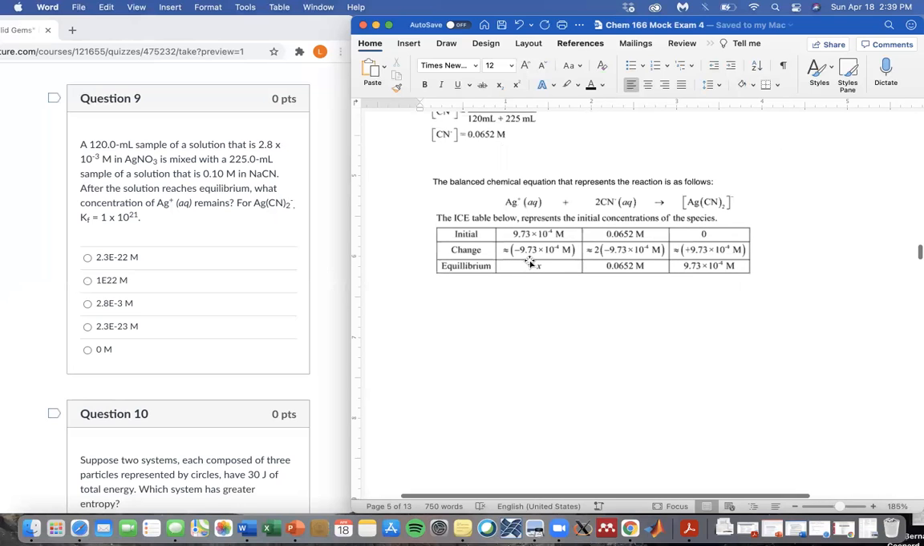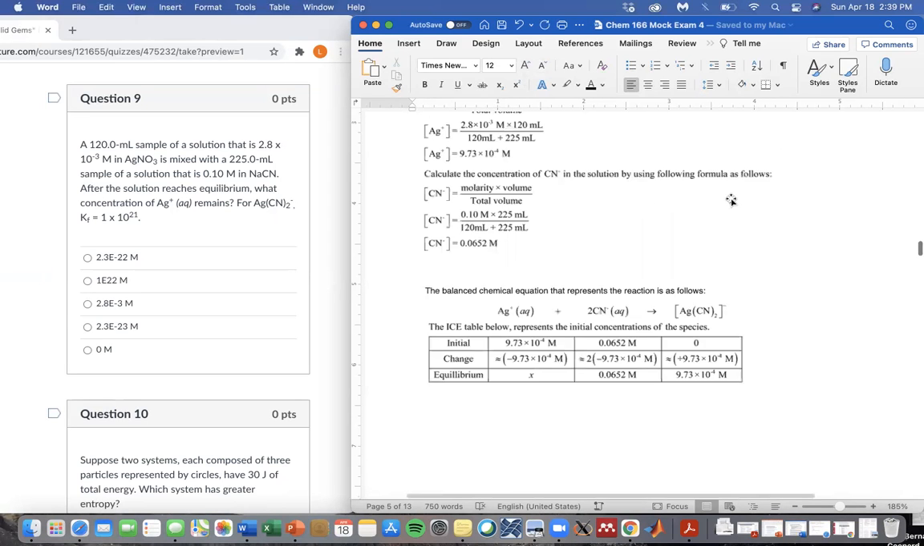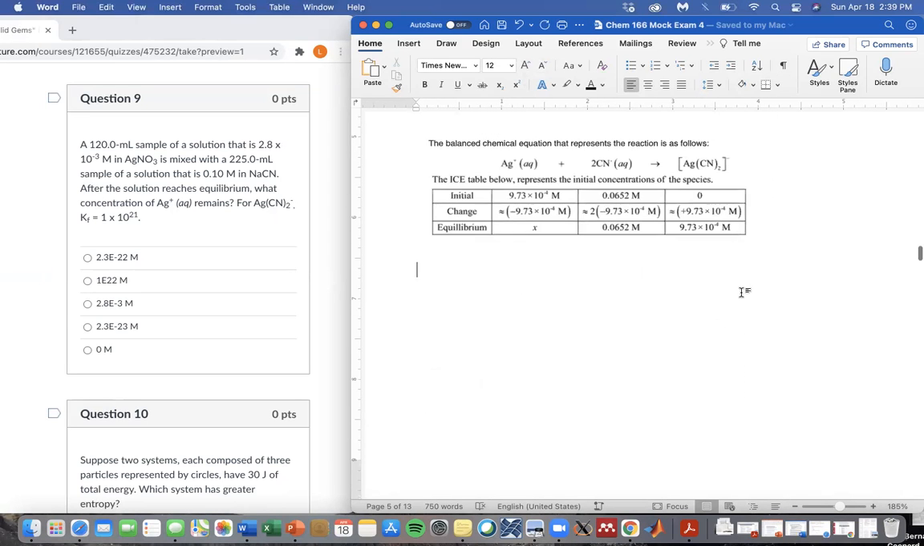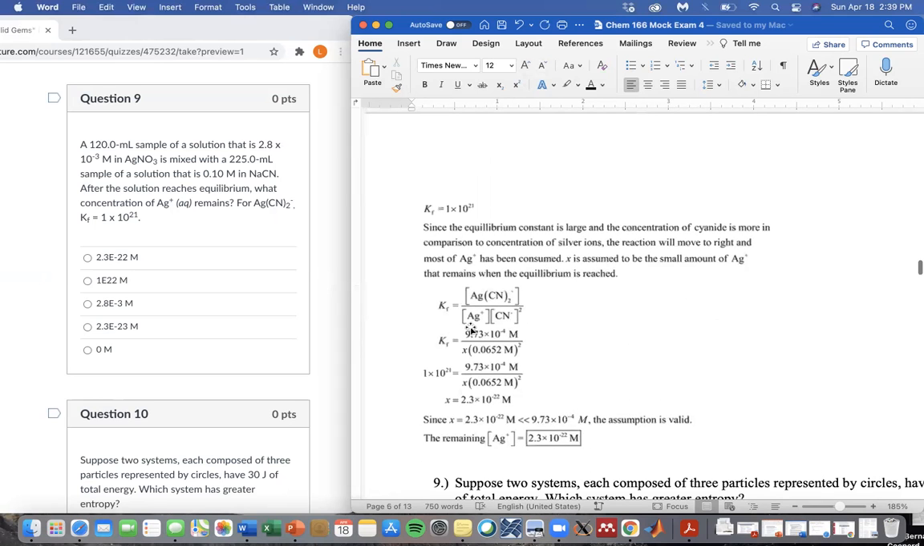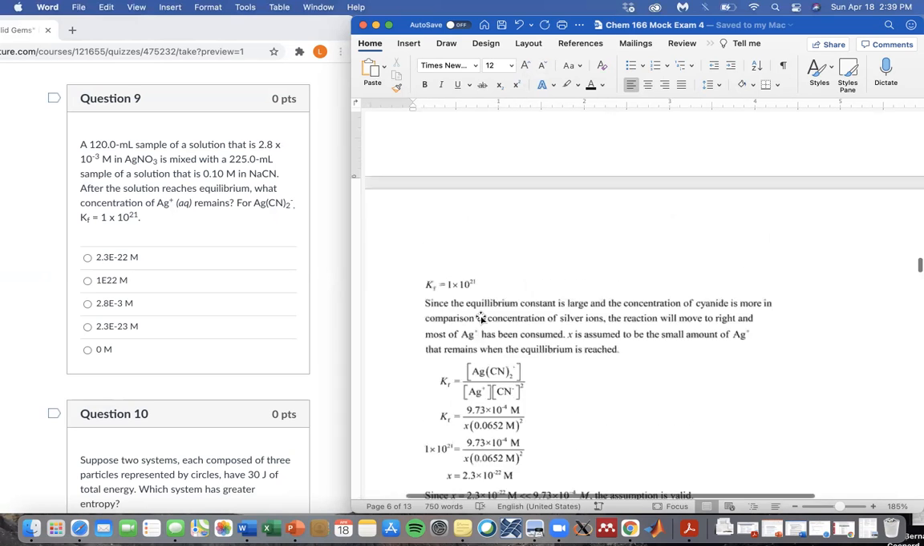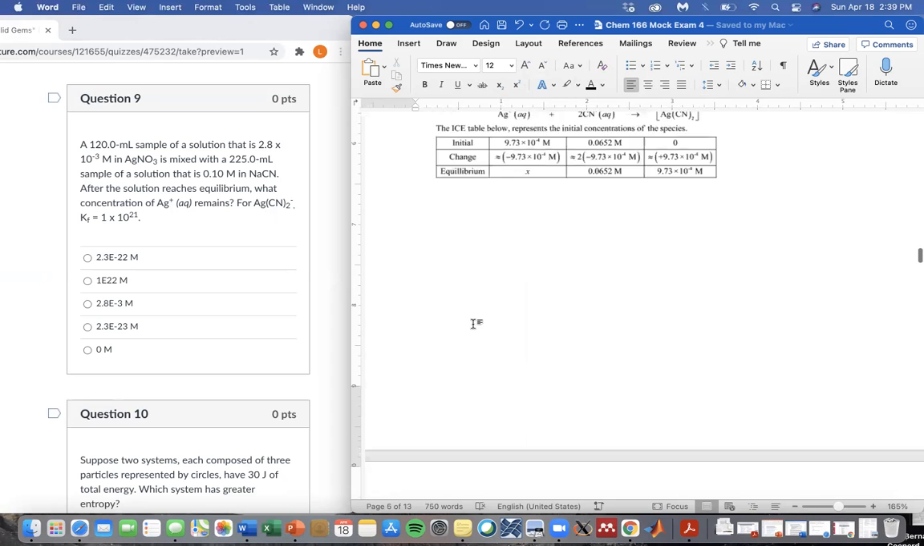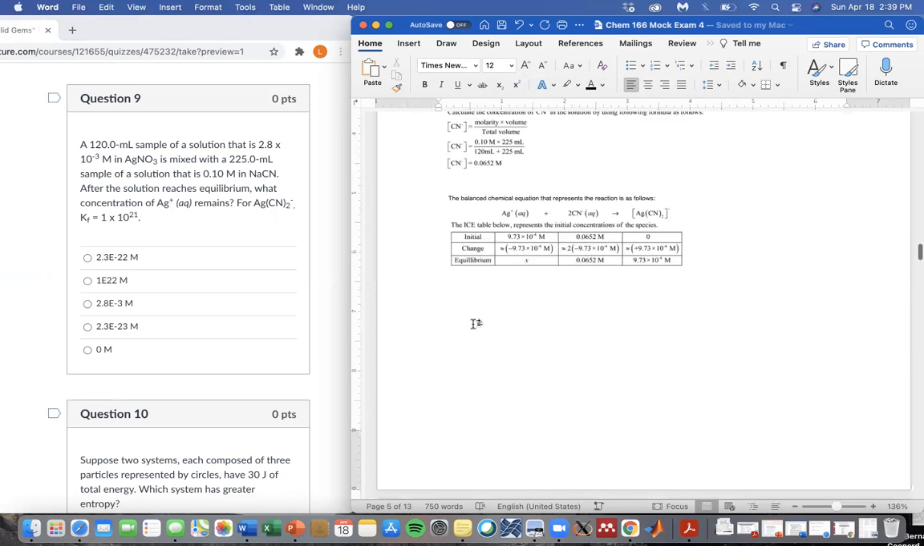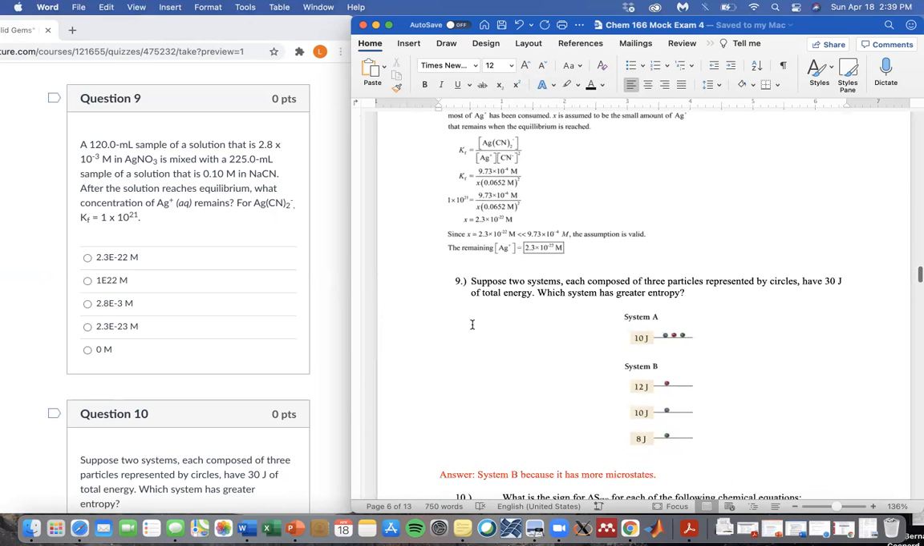And so instead of being 0 here, it's actually an x, because in your expression for your Kf, you still have Ag plus as a part of it. And so if you had your concentration go to 0, your Kf value would go to infinity. So it can't actually be 0. It has to be really close to 0. So when you're looking at solving for the concentration of silver, it wouldn't be 0 that remained. You'd have to actually do the calculation.